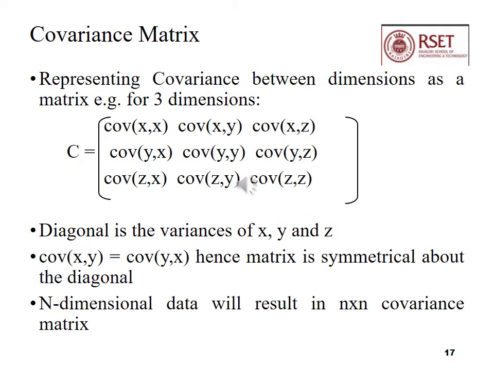Next is what is meant by covariance matrix. Representing the covariance between the dimensions as a matrix for three dimensions. Consider this example. This is a three-dimensional matrix and we are calculating the covariance between the three variables: xx, xy, xz, then yx, yy, yz, zx, zy, zz. The diagonal is the variance of x, y and z. The covariance of xy is equal to the covariance of yx. That means it is symmetric. And n-dimensional data will result in an n-by-n covariance matrix.